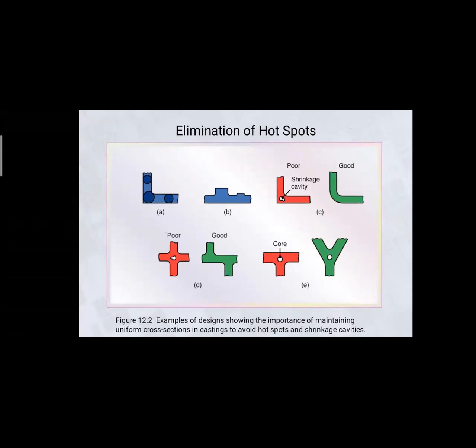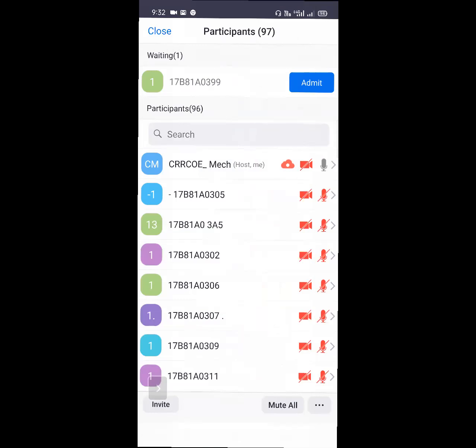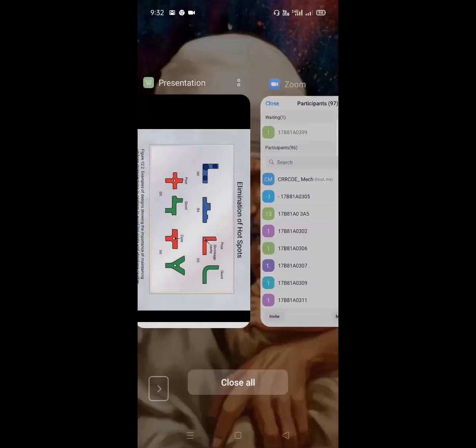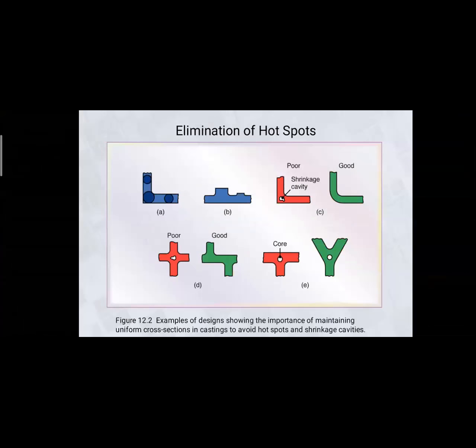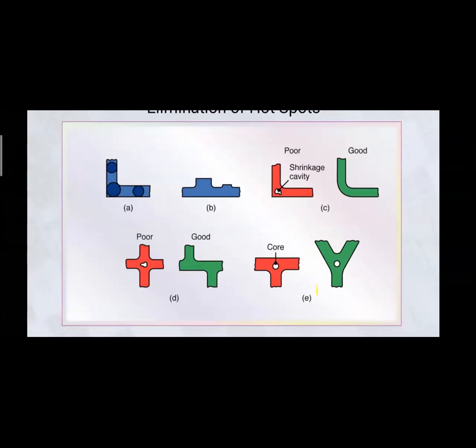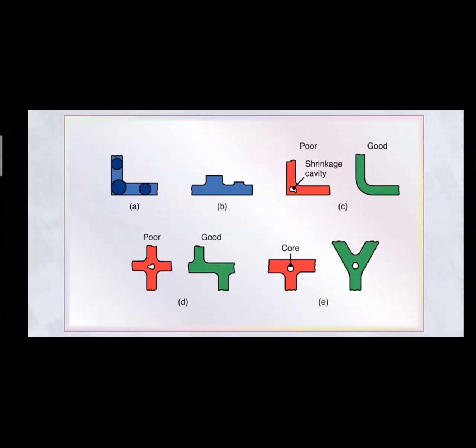In the first diagram, part A is poor and part B is right, it can be used, because when you are designing angular sections, some type of shrinkage will occur. So it is better to design in the B section. Coming to C, it is a very angular part, a 90 degree angle. So at the corner in the center, there will be a shrinkage cavity. So it is poor, and the second one is good.